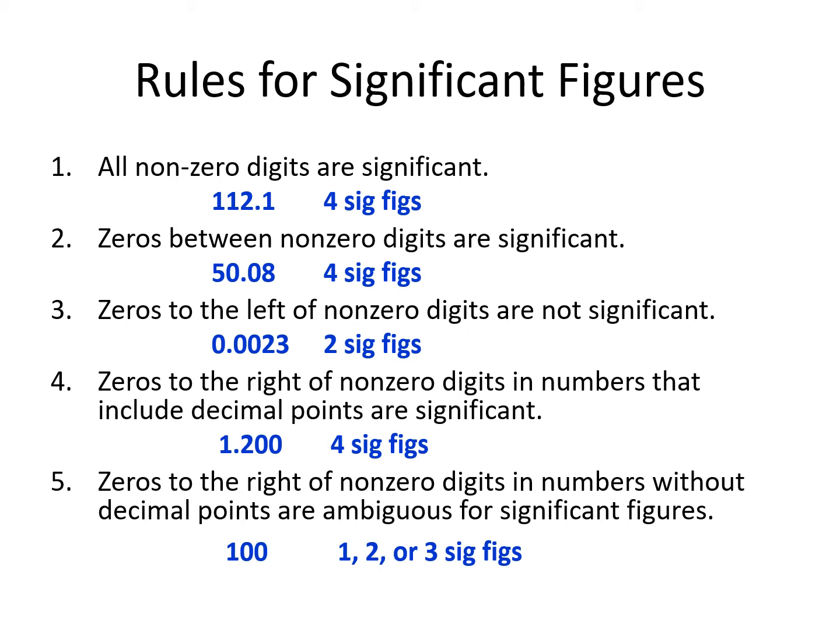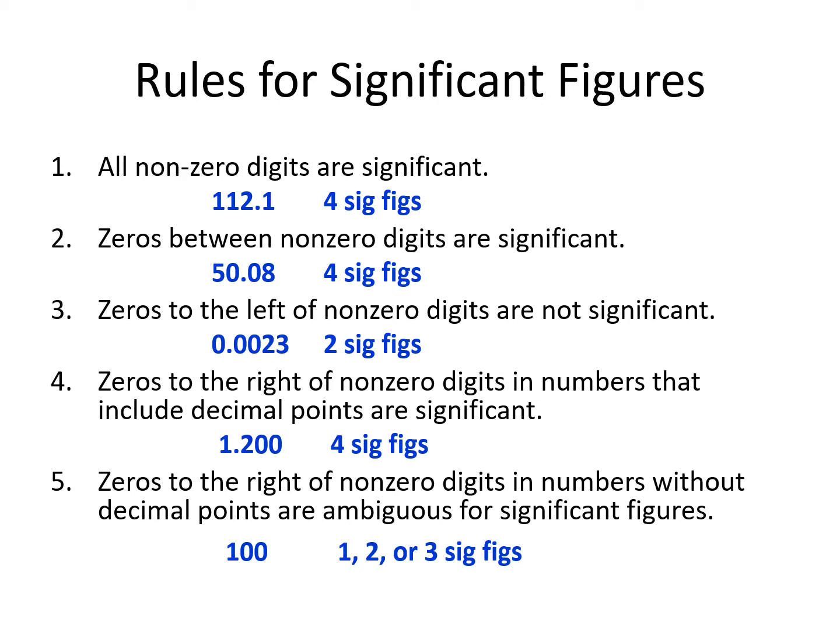For example, let's say we have the number 100 with no decimal point. This could have been measured to the ones place, the tens place, or the hundreds place. The number alone does not communicate that without a decimal point. If we wanted to convey that we measured to the ones place, we could put a decimal point in. 100 with a decimal point would have 3 significant figures. But how would we report it if we had measured to the tens place? The only way to convey 2 significant figures would be to write it in scientific notation.